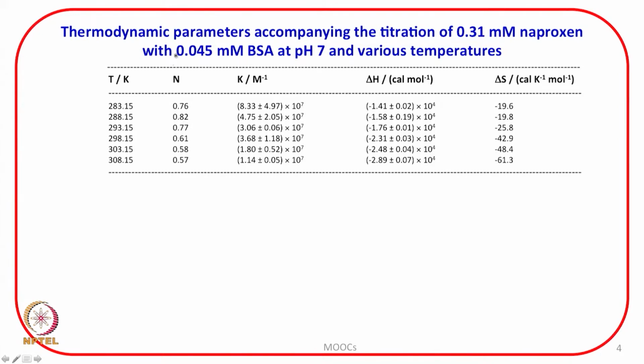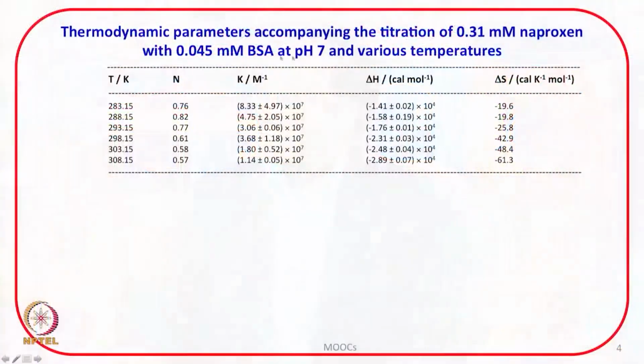Many times the protein is expressed in terms of micromolar or millimolar, and several researchers like to express the protein in terms of milligram per ml. So, with the knowledge of the molecular weight of the protein, one can convert the molarity into milligram per ml. And this was studied at pH 7 at various temperatures.